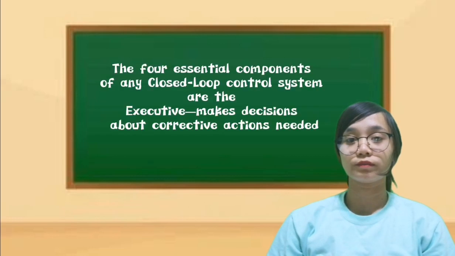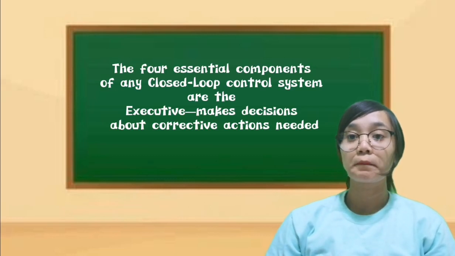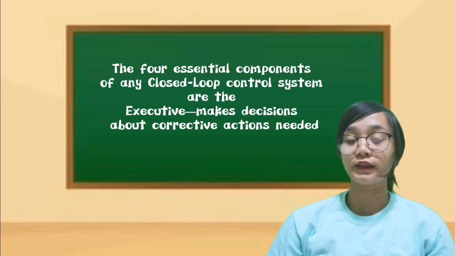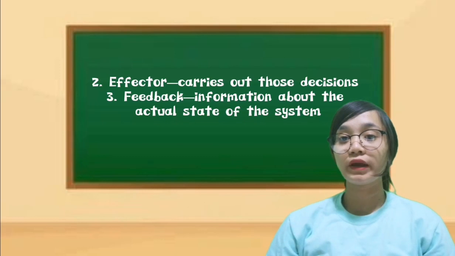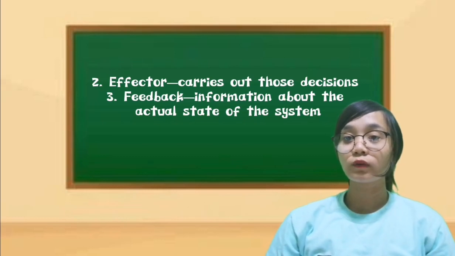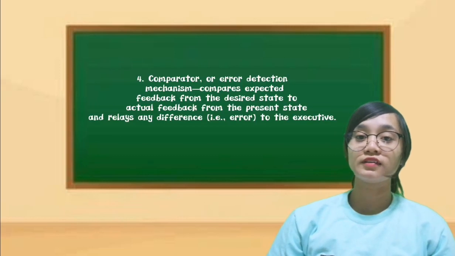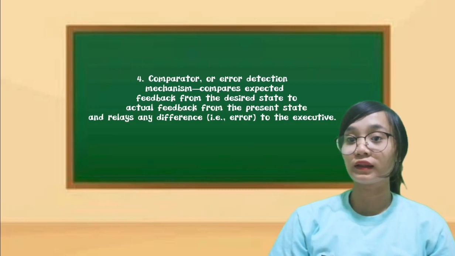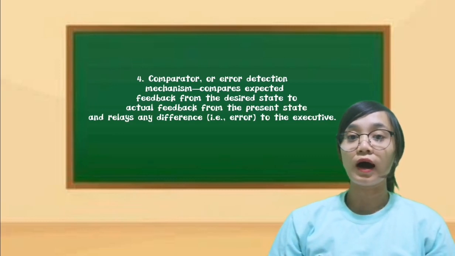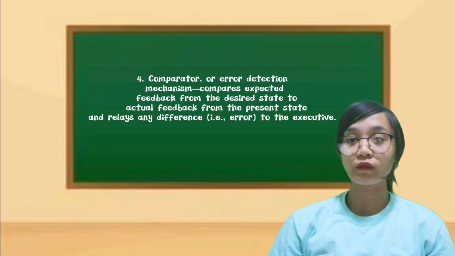a coloring book. The four essential components of any closed-loop control system are: first, the executive, which makes decisions about the corrective action needed. The second is the effector, which carries out those decisions. Third is feedback, information about the actual state of the system. Fourth is the comparator, or error detection mechanism, which compares expected feedback from the desired state to actual feedback from the present state and relays any differences.